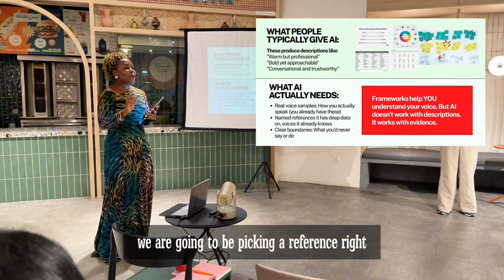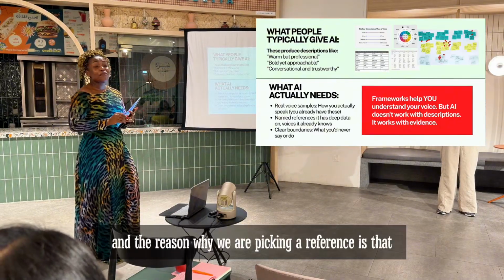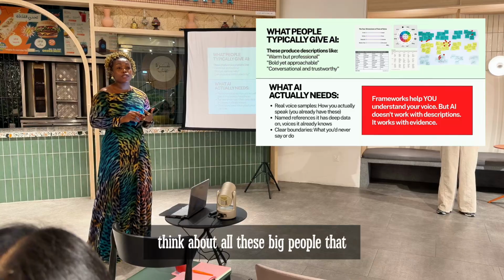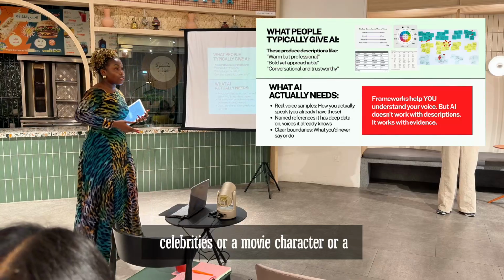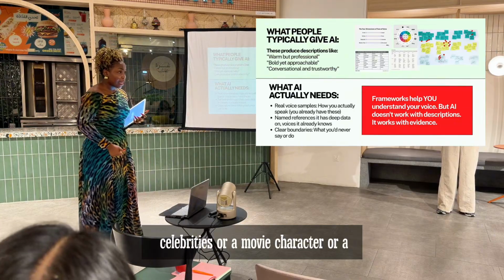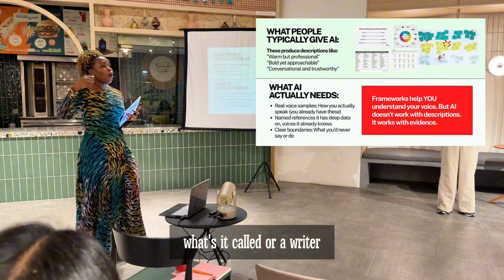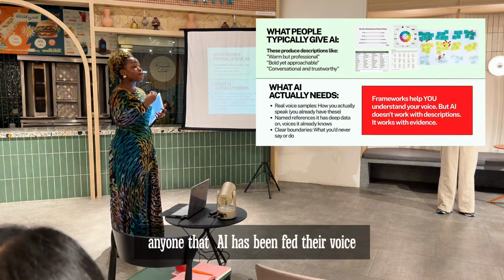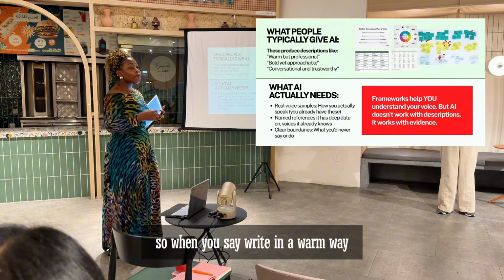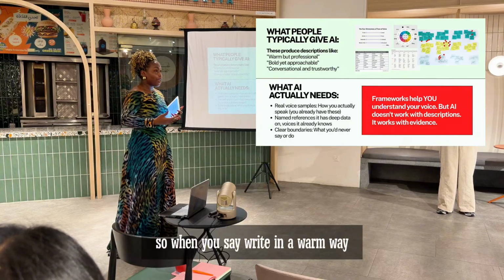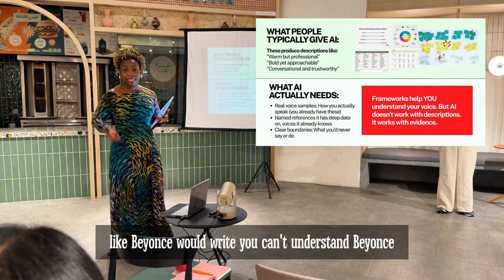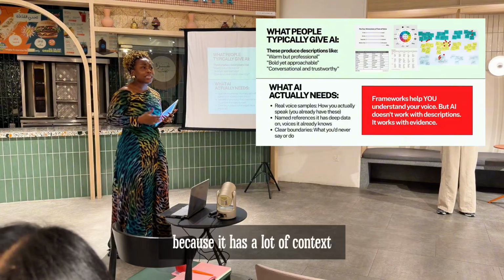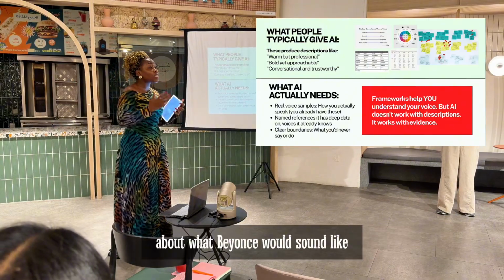I went too far. We are going to be picking a reference, right? And the reason why we are picking a reference is that, think about all these big people, celebrities, or a movie character, or a writer, anyone that AI has been fed their voice. So when you say write in a warm way, like Beyonce would write, it kind of understands Beyonce because it has a lot of context about what Beyonce would sound like.